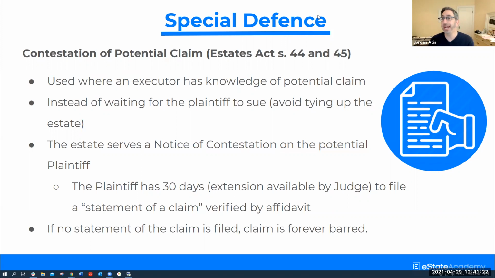So what you can't do is distribute the entire estate in face of that, or else risk personal liability. The limitation period hasn't expired yet because it's only month 8 after death. What do you do? And this is a special defense that's available to an estate. Ian, do you want to take us through the contestation?